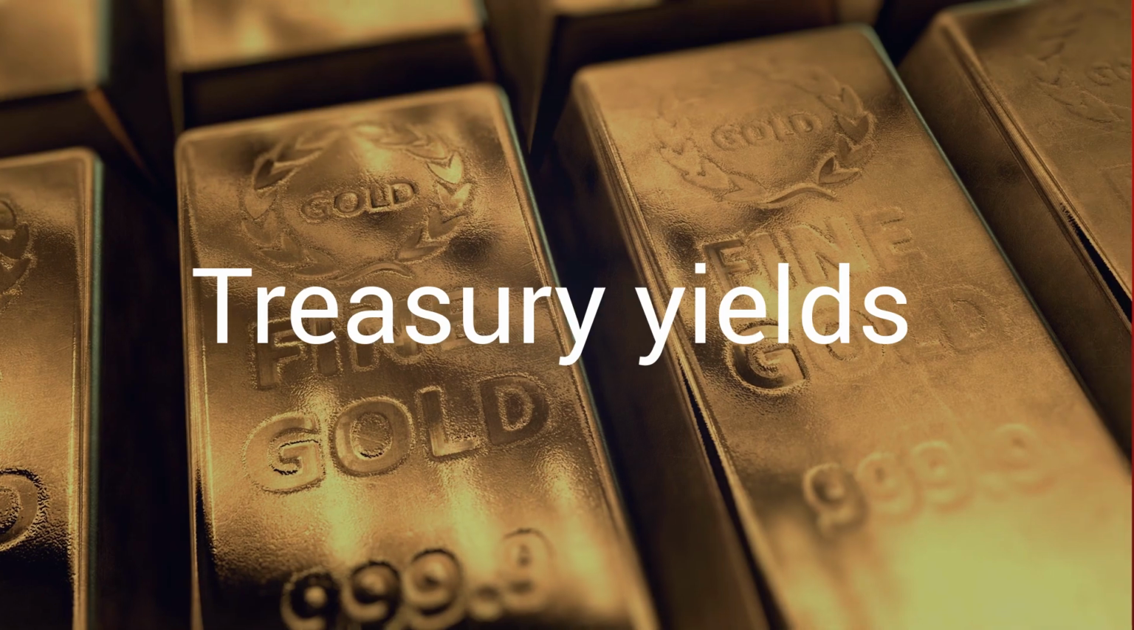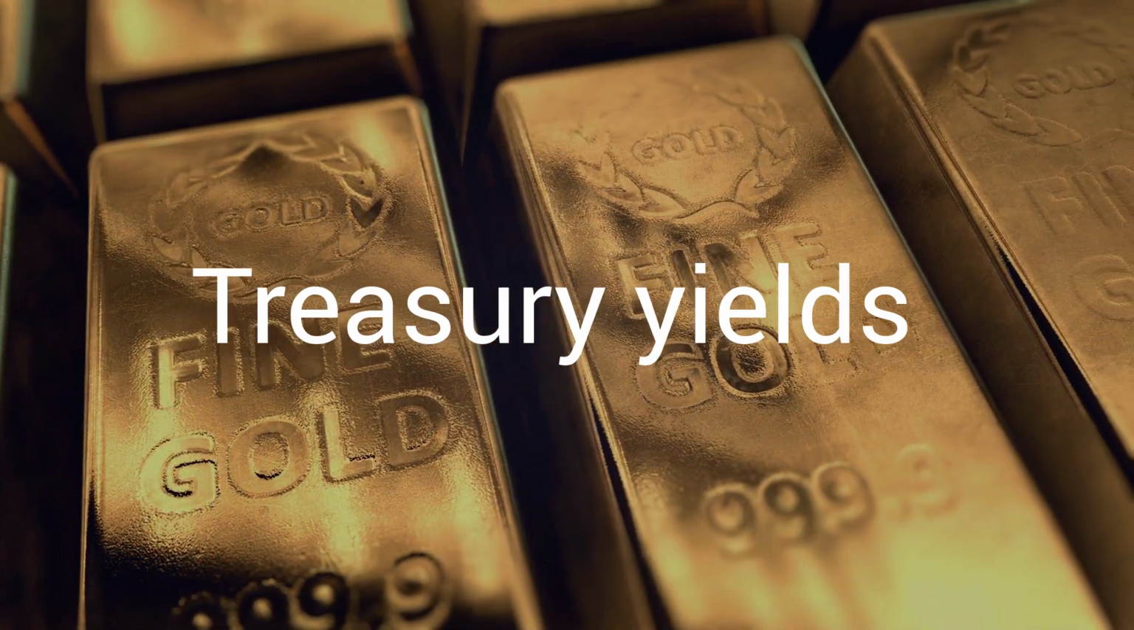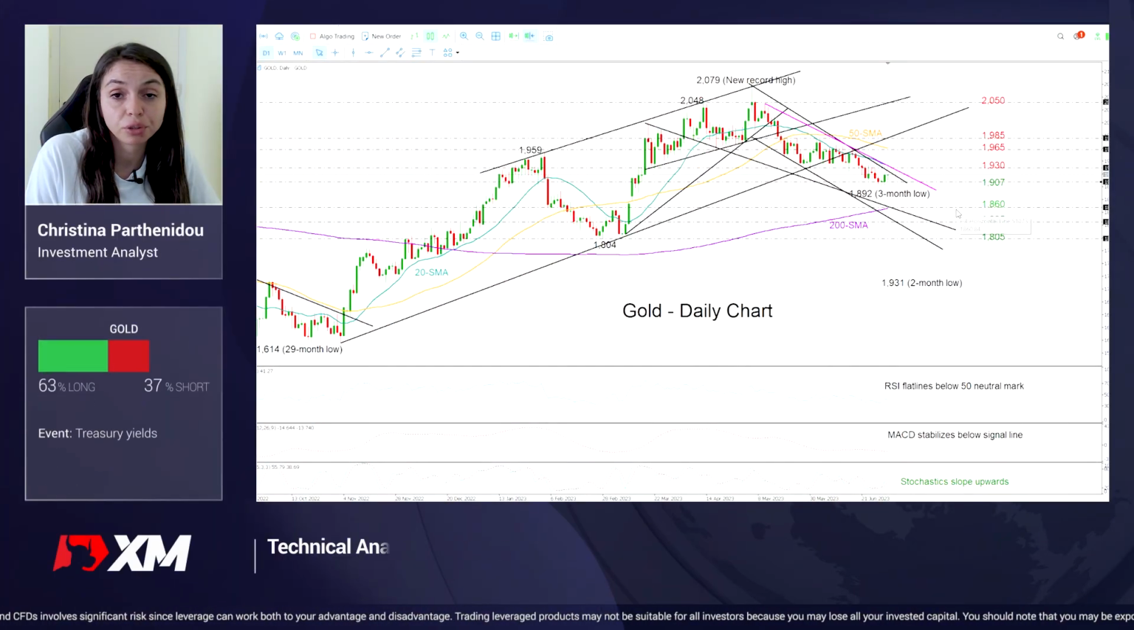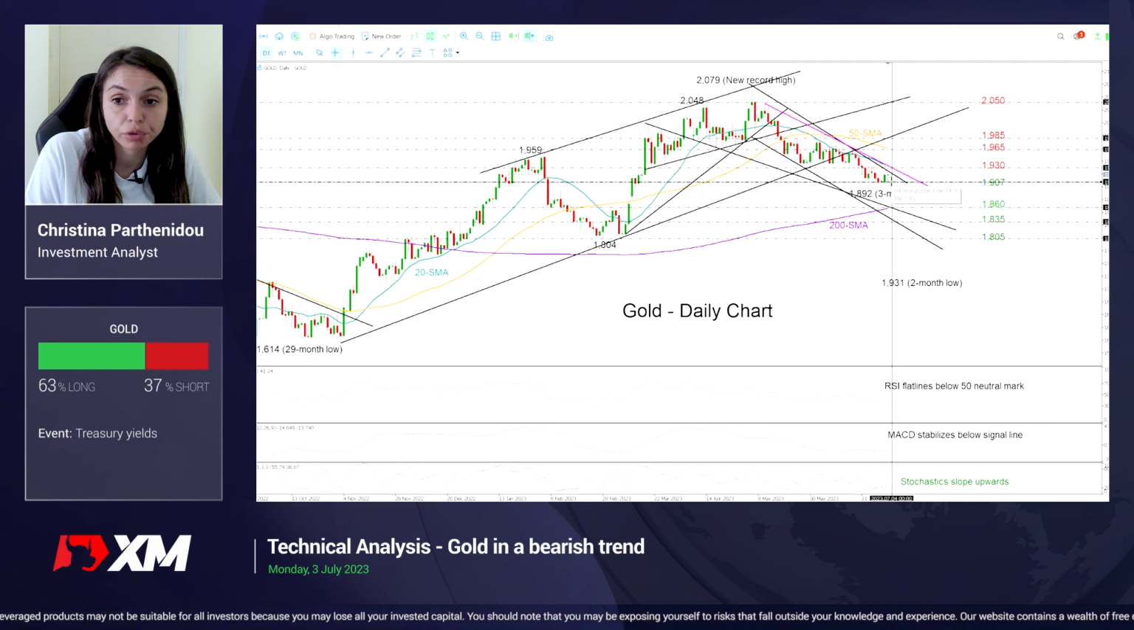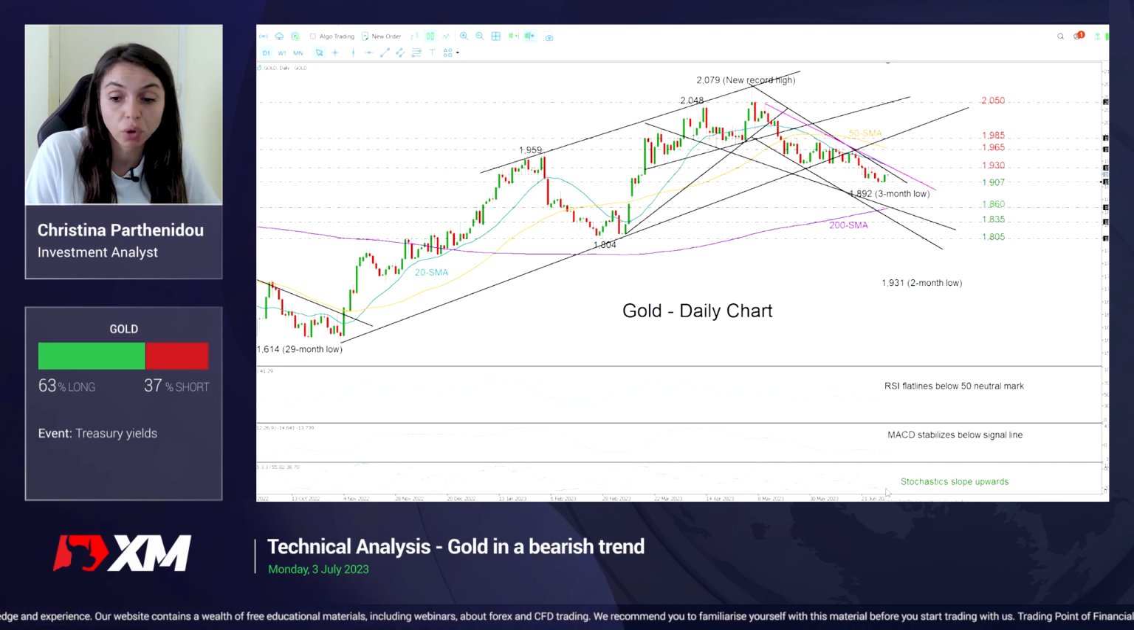And finally, looking at gold, well, the precious metal has been under pressure on the back of rising treasury yields, rising stocks, and higher rate expectations. We can see that gold is maintaining a downward trajectory, remaining below these key resistance trend lines coming from the 2079 record high. There's little evidence that the market could experience a meaningful rebound, although the stochastics are sloping upwards, suggesting oversold conditions. The RSI and the MACD have barely improved.